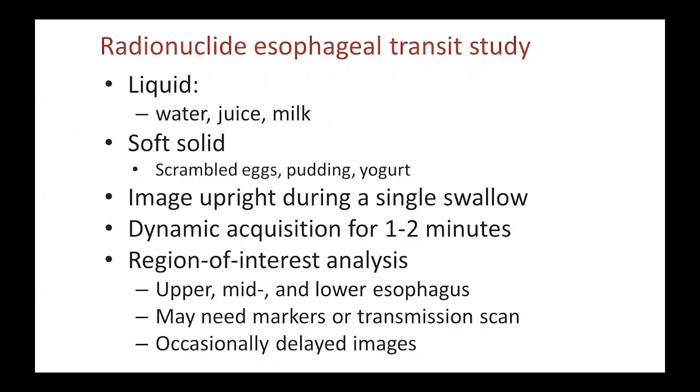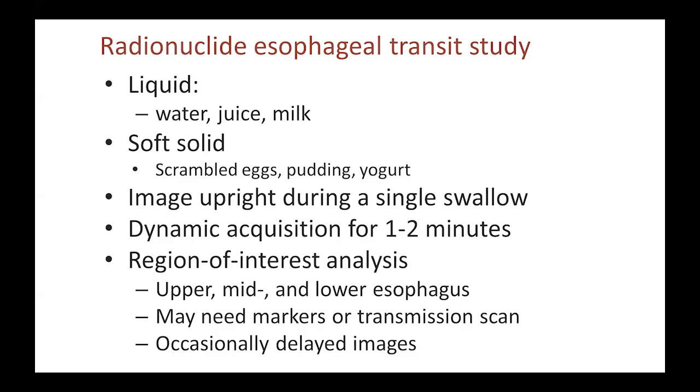The radionuclide esophageal transit study can be performed with either liquids or soft solids, so things like water, juice, or milk, and solids can include scrambled eggs, pudding, or yogurt. We typically find out what's causing symptoms for the patient and try to replicate. The one caveat is that this is not a good test if there's dysphagia with dry solids.